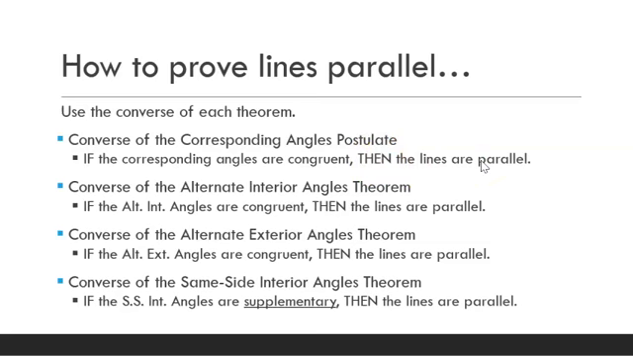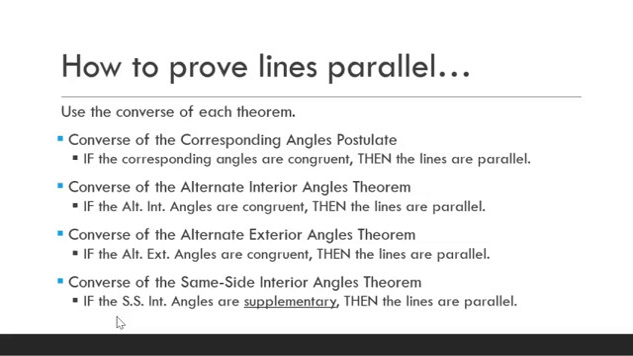The regular corresponding angles postulate switched the order. We had to know the lines were parallel, then we could say that corresponding angles are congruent. And that's true for all of these. For our converse of the alternate interior angles theorem, it says if the alternate interior angles are congruent, then the lines are parallel. Converse of the alternate exterior angles theorem says if the alternate exterior angles are congruent, then the lines are parallel. And finally, the converse of the same side interior angles theorem says if the same side interior angles are supplementary, then the lines are parallel.